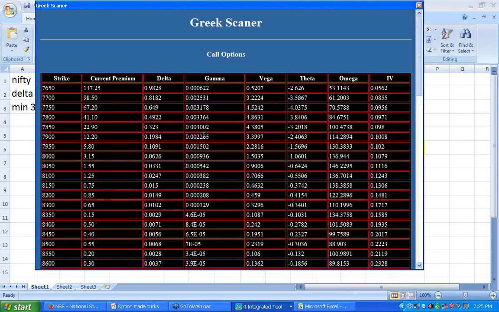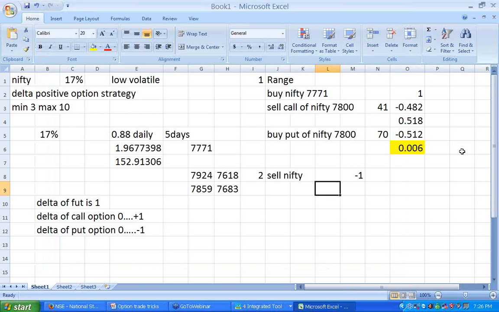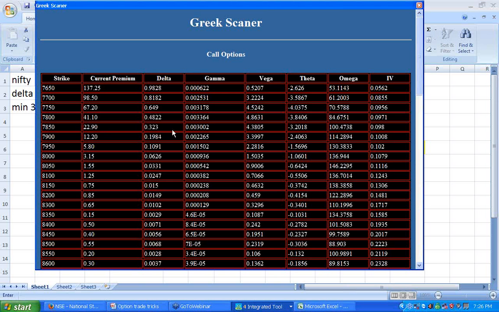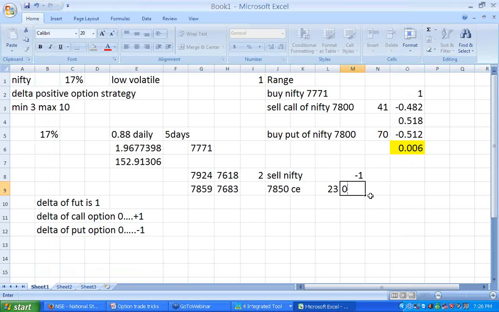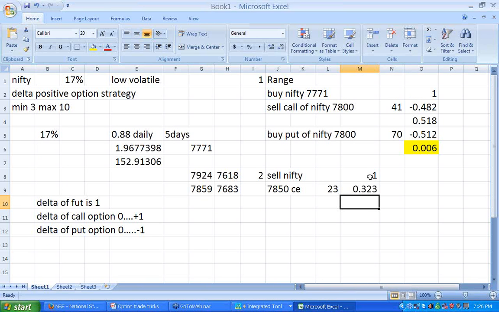in such a way that I should have delta above +3. So if I am going for the 7,850 call option at 23 rupees with a delta of 0.323, one lot is just neutralizing 30% of that. I want more than 3.